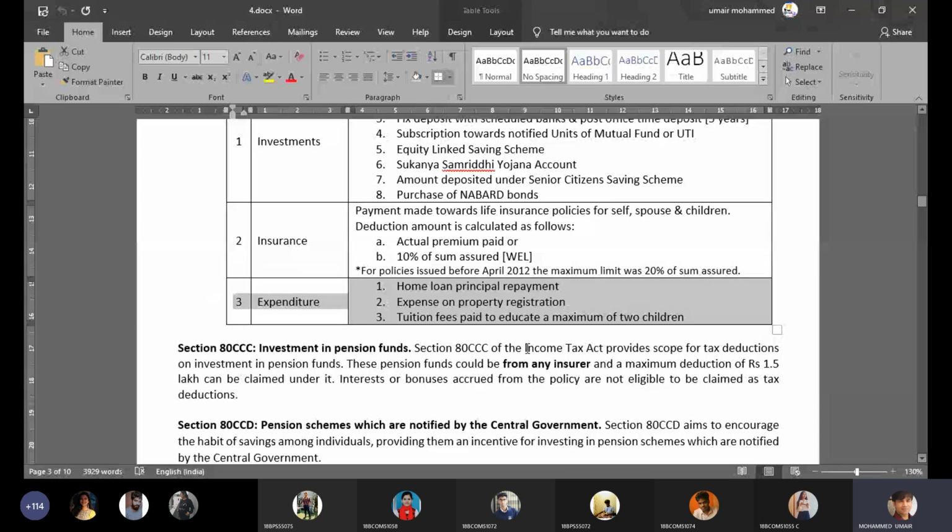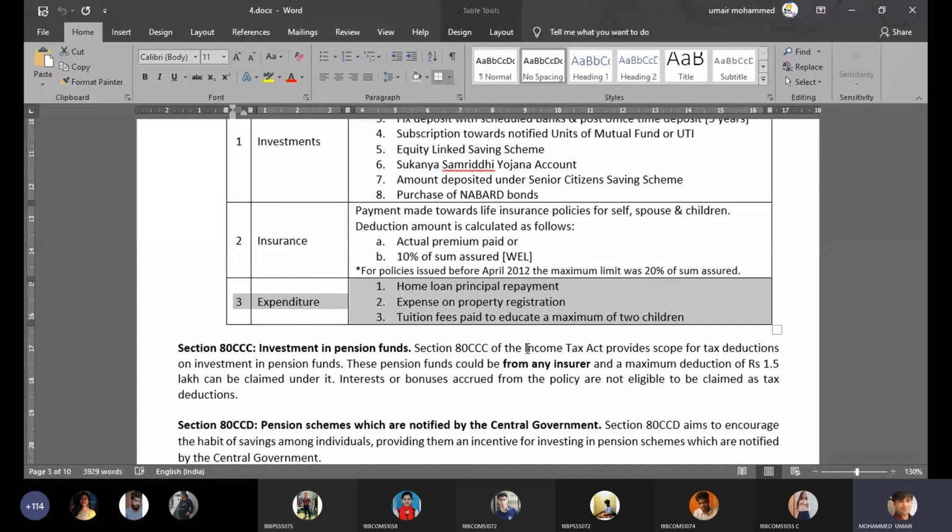Expense number one, home loan principal repayment. So when you take any loan, it has two components attached to it. One is the interest and one is the principal repayment. In case of 80C, interest paid on home loan is not allowed as deduction under section 80C, but the amount paid towards the repayment of loan, the principal repayment of loan, is considered for deduction.